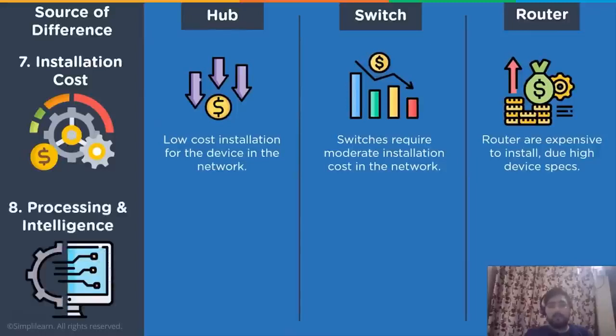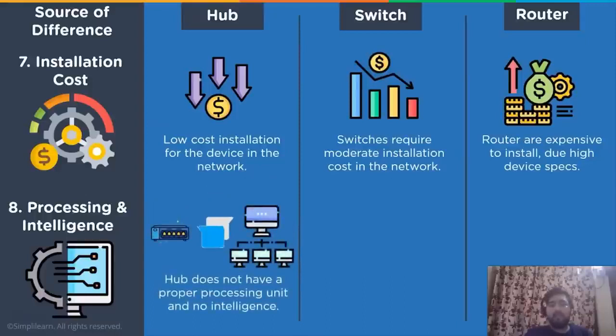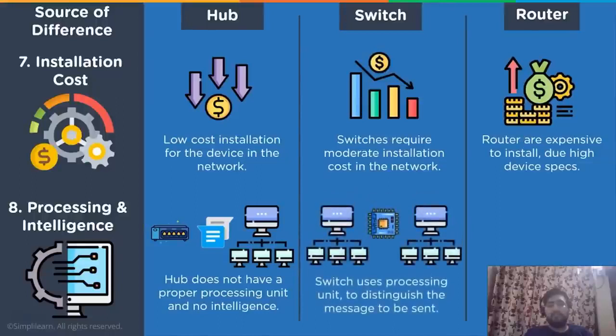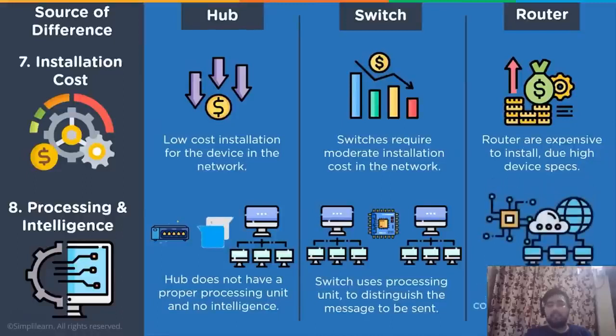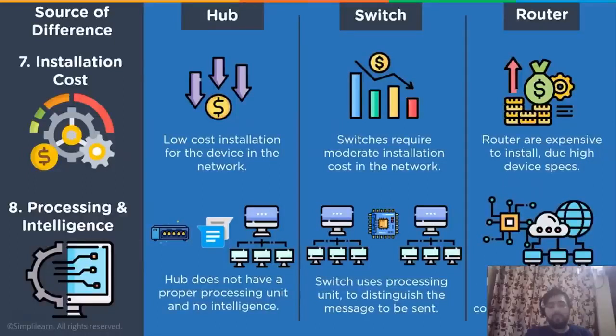And the next difference is based upon processing and intelligence. A hub device does not have any processing unit or intelligence point and is the most basic point of data transmission. Whereas in case of a switch, it possesses a processing unit to differentiate the destination address or source address in the header format of the message. Whereas in case of a network router, it is the most sophisticated device among all the three network devices as it performs the most complex queries and protocols in the network channel.